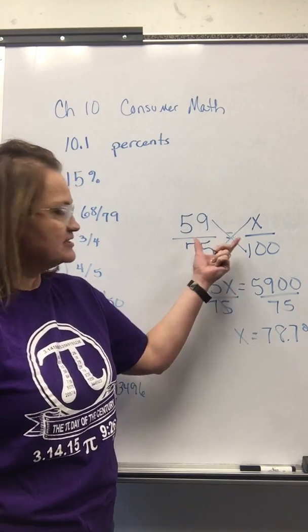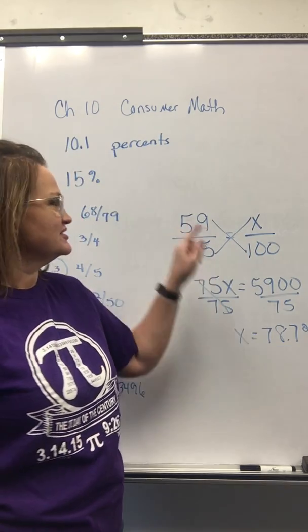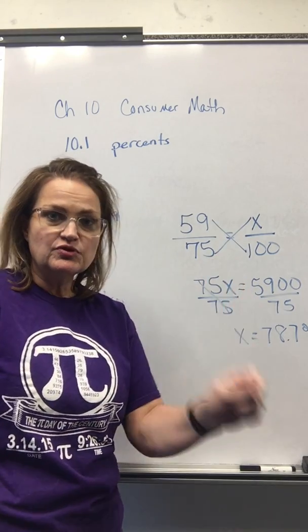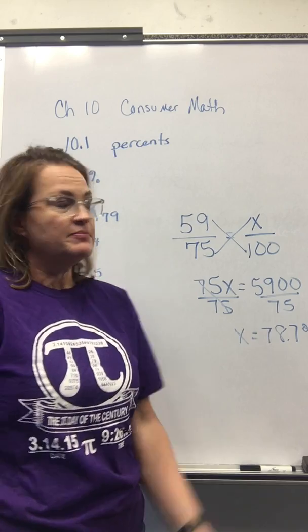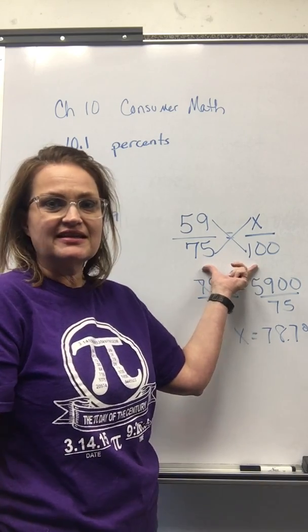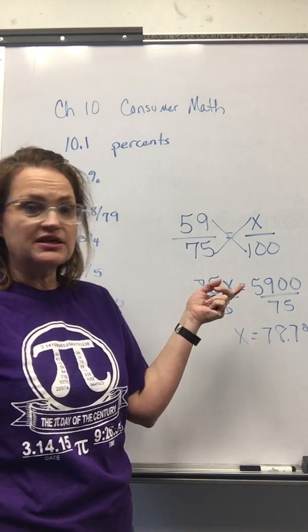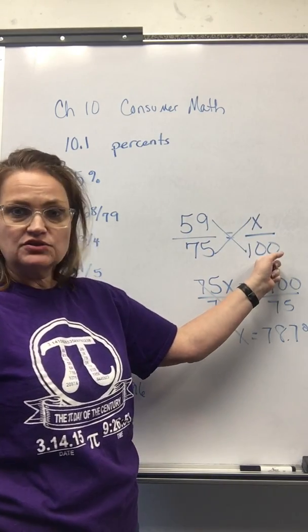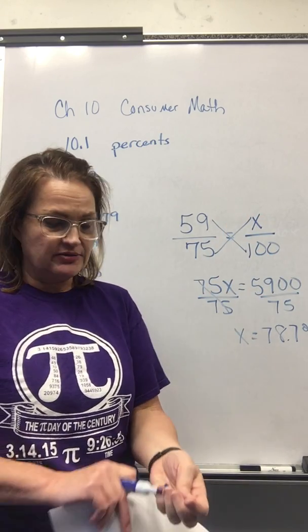So anyway, that's probably not what you're going to do. You're probably going to do it on your calculator and just say 59 divided by 75 equals as a decimal, then move your decimal point 2 places right, and then it's in percent form. But this helps us to see that this is really what we're doing when we're changing a fraction to a percent. We're saying 59 is to 75 as what is to 100, comparing it to 100. That's what a percent is all about.